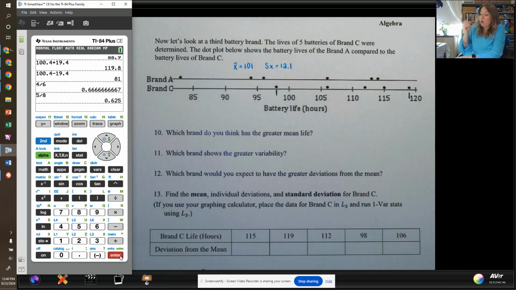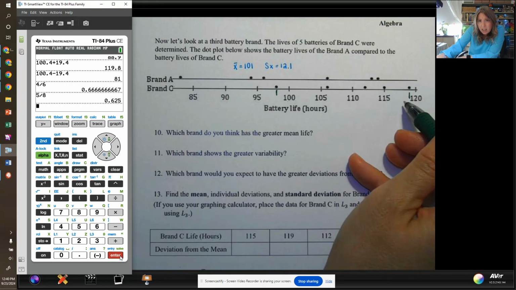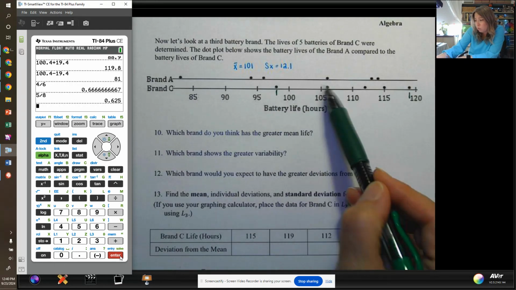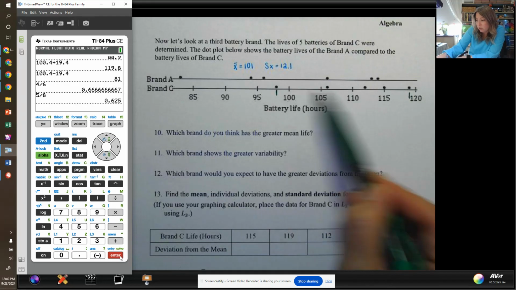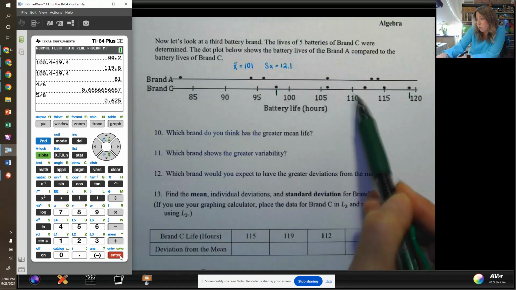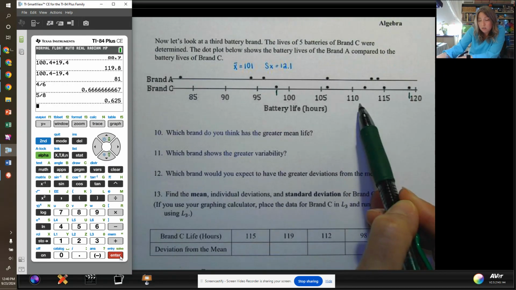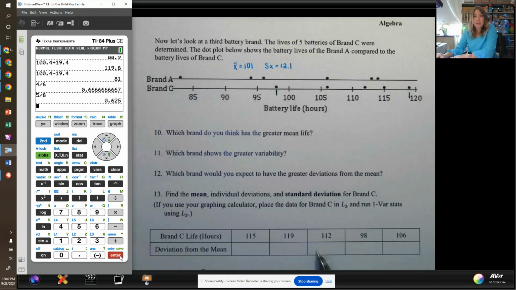So, also, let's consider, what do we think the average for brand C is going to be? Because I think the average, if there's these 1, 2, 3, 4, 5 of them, is going to be over in here, right? Right around 110, 109, 111, somewhere right over here. Well, we got the data down here on the table.